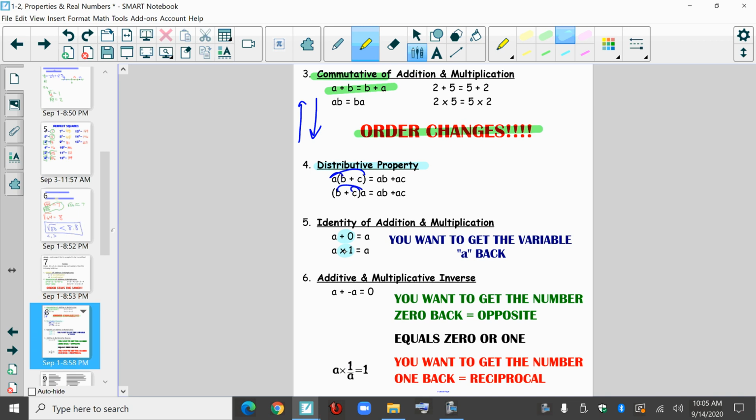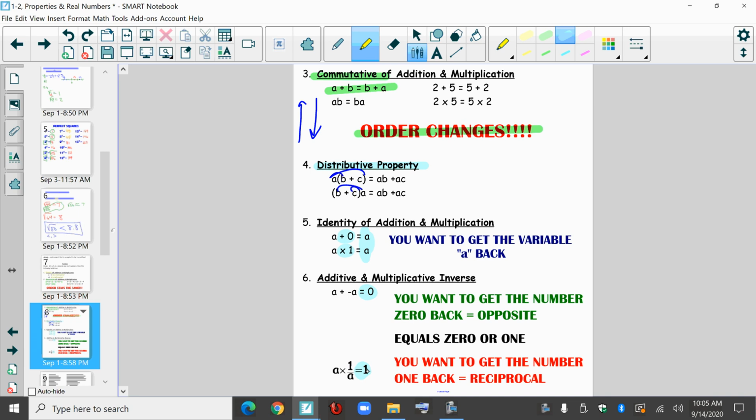Identity has 0 and 1 in it, but it equals itself. That is different than the additive or multiplicative inverse that also has 0 and 1 in it. However, it equals 0 or 1. What do I add to myself to cancel myself out? I add the opposite of it, which is going to be the minus A.